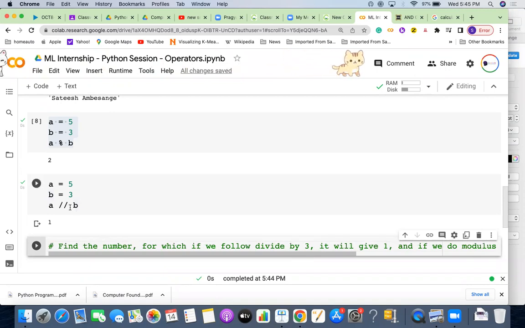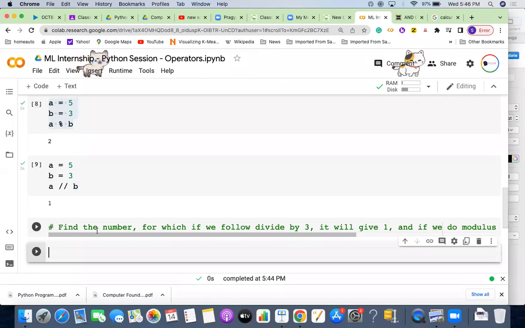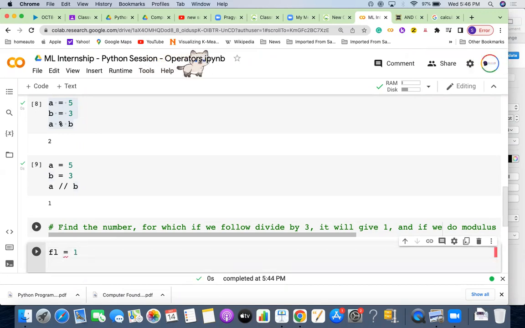If I do floor divide with 3, it will give 1. If I do modulus for that number, it will give 2. This is how you should start building your logic. Now assume floor division is 1 and the mod value is 2.